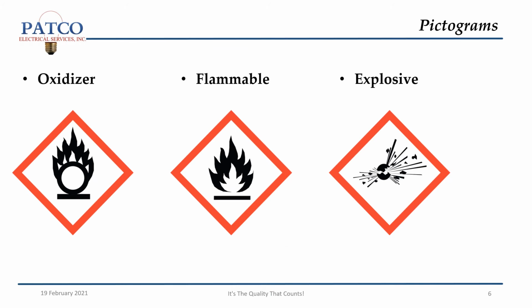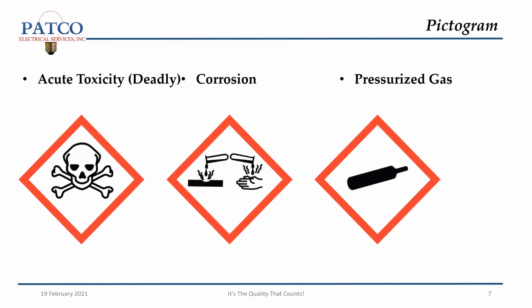So the pictograms: see the little ball with the flame on it, that's going to be an oxidizer. Just a flame is going to be fire, flammable. You see the ball exploding, explosive. Skull and crossbones, acute toxicity, or deadly. See the piece of metal with the chemical going on it, or the hand with the chemical going on it, that's going to be anything corrosive.